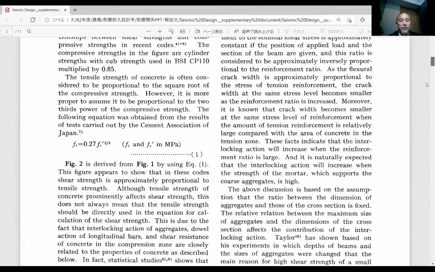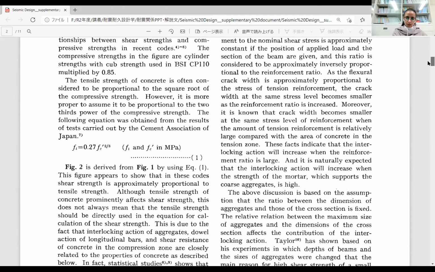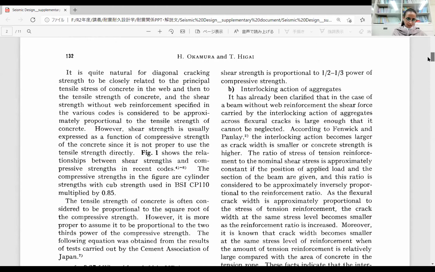But here, two third. Page 132, the second column. Beginning of the second column is the end of the paragraph. After the equation, it states that this is due to the fact that interlocking action of aggregate, dowel action of longitudinal bar, shear resistance of concrete in compression zone, are related to the properties of concrete as described below. In fact, statistical study shows that shear strength is proportional to half to one third power of the compressive strength. So here? Yes, shear strength is proportional to one.